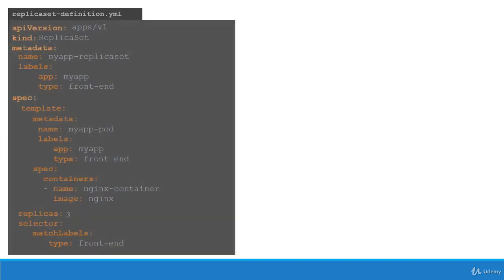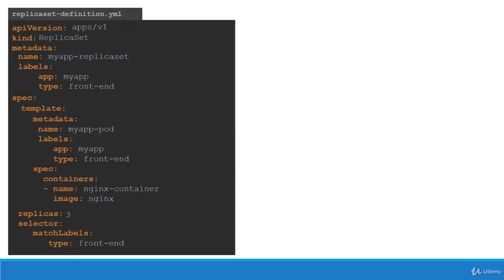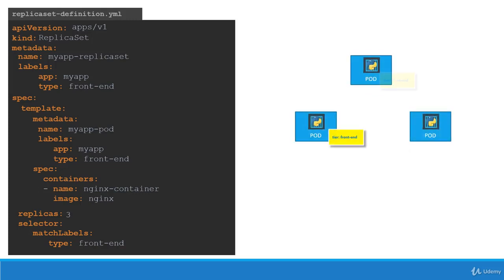Now, let me ask you a question along the same lines. In the replica set specification section, we learned that there are 3 sections: template, replicas, and the selector. We need 3 replicas, and we have updated our selector based on our discussion in the previous slide. Say, for instance, we have the same scenario as in the previous slide, where we have 3 existing pods that were created already, and we need to create a replica set to monitor the pods to ensure there are a minimum of 3 running at all times.